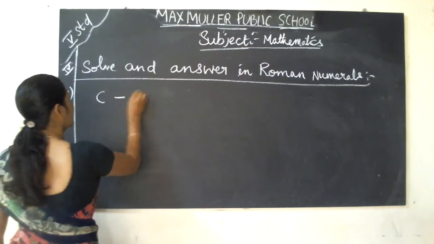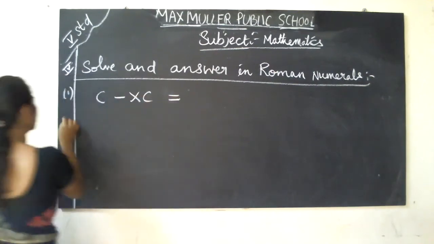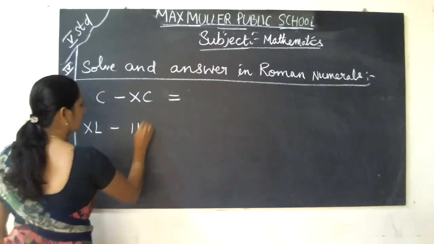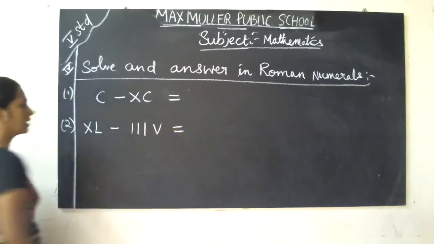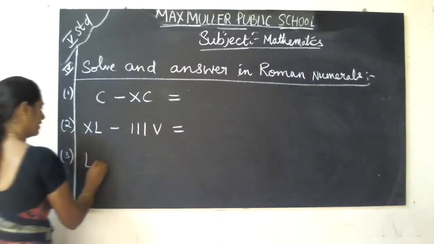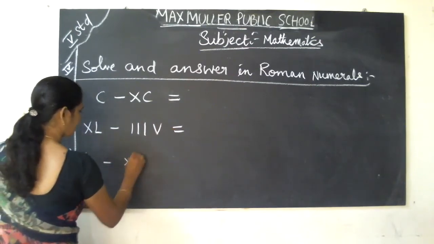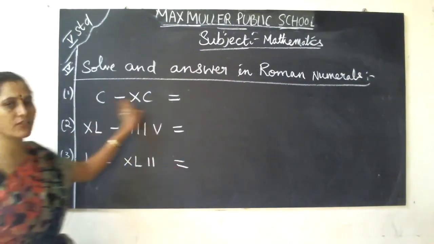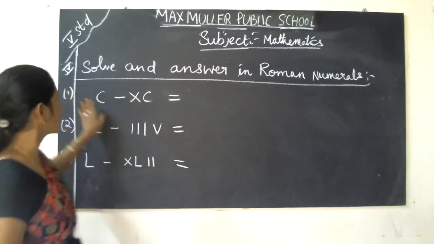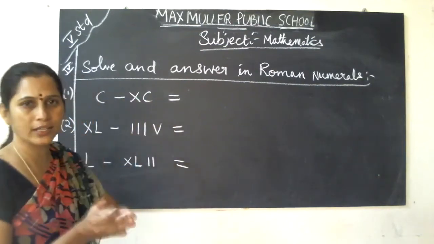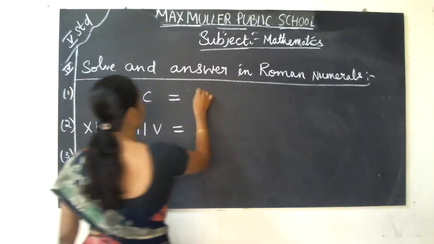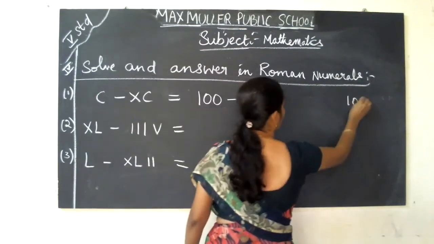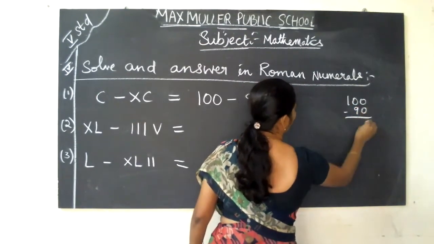Okay, understand, children? C minus XC. Next, XL minus, they have given. Next, L minus XL. So first, when they have given the question in Roman numerals, you have to convert these Roman numerals into Indo-Arabic numerals. C means how much? 100 minus XC, 90. You have to solve here. 100 minus 90. How much?